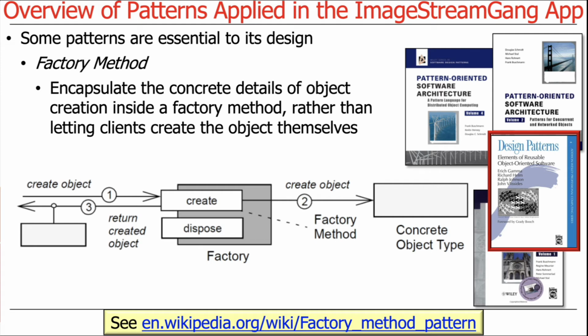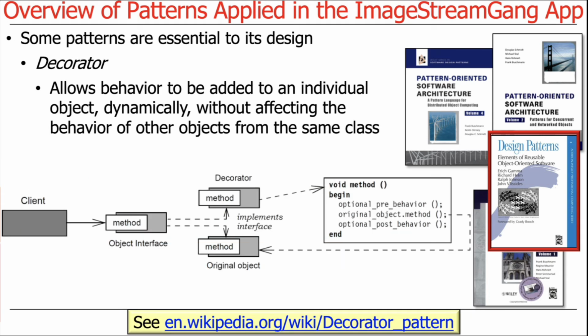And then, of course, another pattern that's used absolutely everywhere is the factory method pattern, where you abstract away from the details of how you create objects and make it easy to modify the creation steps without changing the clients that use whatever is created. There's another pattern called decorator, which allows behaviors to be added dynamically to objects without affecting the behavior of other objects from the same class.